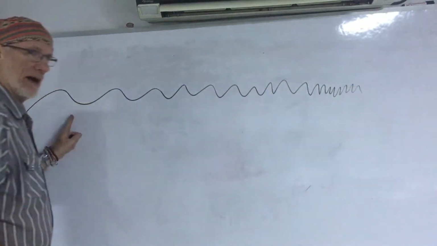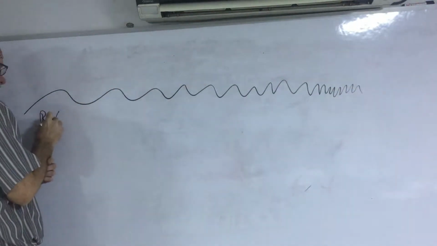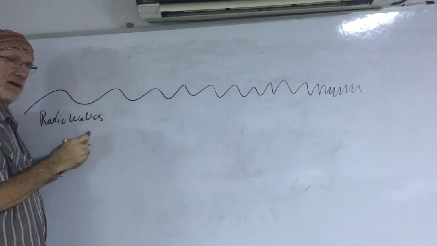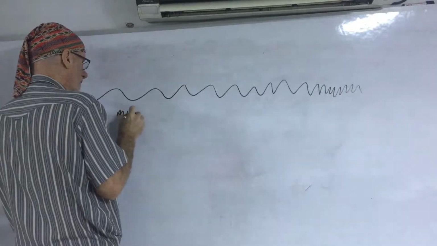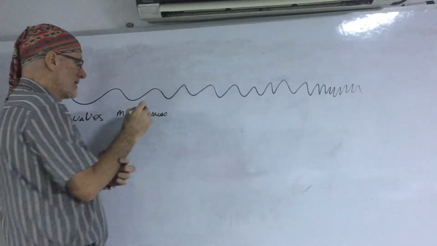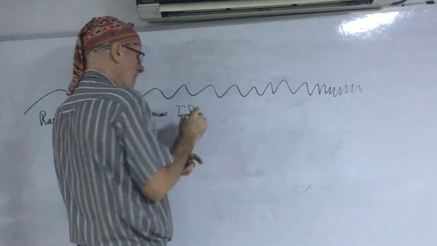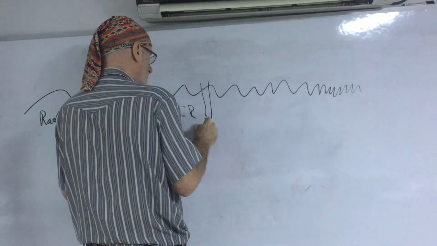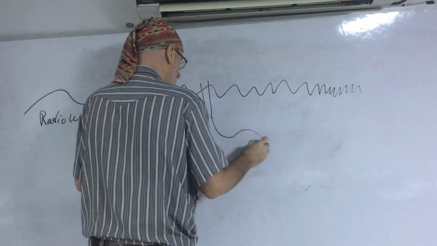Here's light. These are long wavelengths. These are radio waves. These are microwaves. This is infrared light. Infrared. This right here, very narrow. Very narrow band.